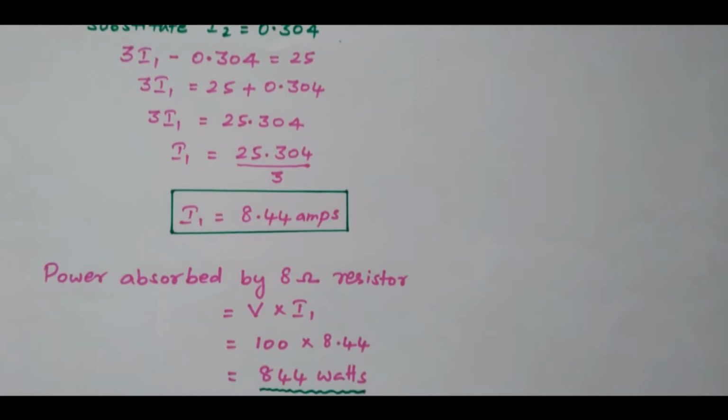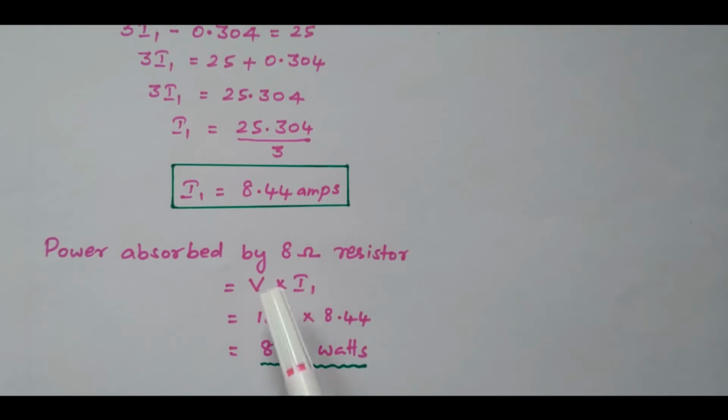Now one more question is there. Power absorbed by 8 ohm resistor. What is the 8 ohm resistor power? Power equal to V into I. So the 8 ohm resistor is connected near 100 volt. The current flowing through the 8 ohm resistor is I1, 8.44. So 844 watts. Right? Power absorbed by 8 ohm is V into I. This 8 ohm is connected nearby the voltage 100. The current flowing through this 8 ohm is I1, 8.44. So 100 into 8.44 is 844 watts.